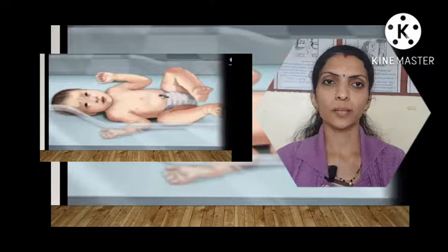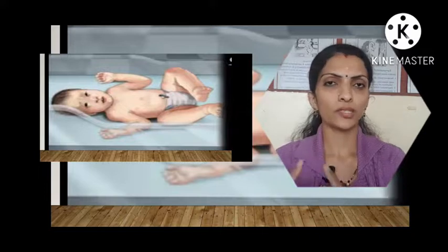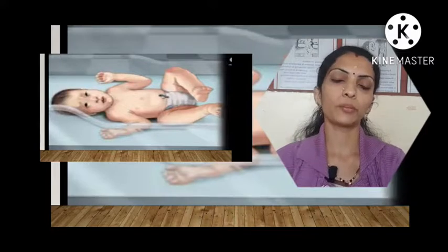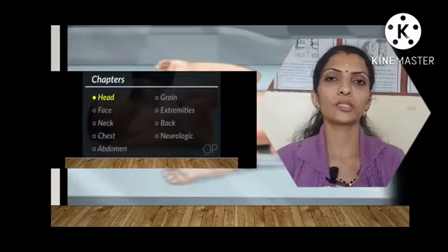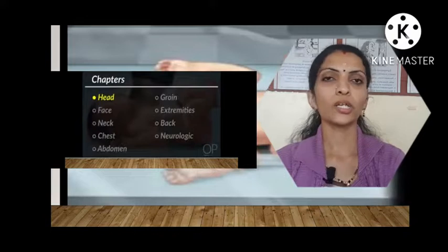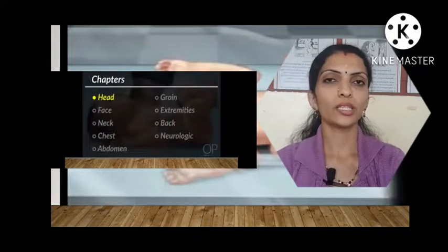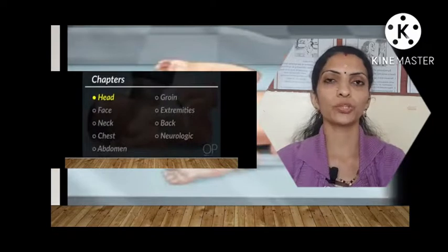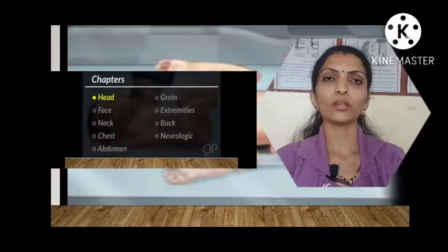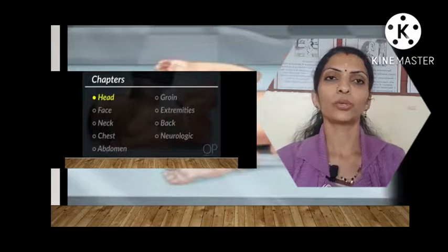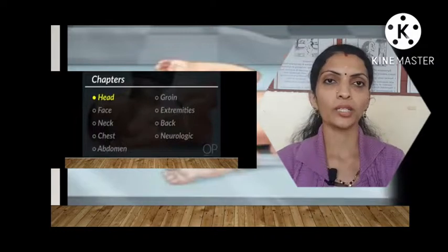But the basic step, what is the examination of the whole body from head to toe, maybe in a healthy baby or in a diseased one. In a diseased baby we will go through the systemic examination according to the complaints. But for a healthy baby, what all examinations we should do from head to toe, we will see today. So today's topic is examination of a healthy baby from head to toe. What all examinations we should do, right?